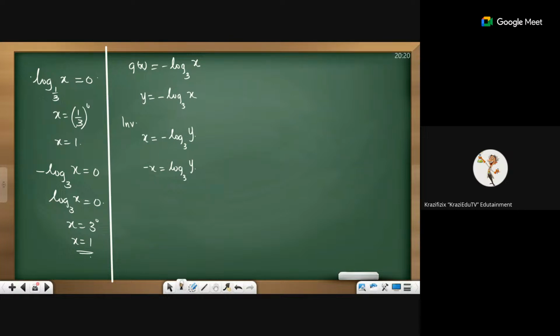Get rid of the log, the base will remain what? The base. So y is equal to 3 to the power what? You are allowed to write it like that. And if you want to write it as a fraction, this is 3 to the power negative 1, which is the same thing as what? 1 over 3. Because 3 to the power 1 over 3 is the same as 3 to the power what? Negative 1. We are allowed to write any of the two.